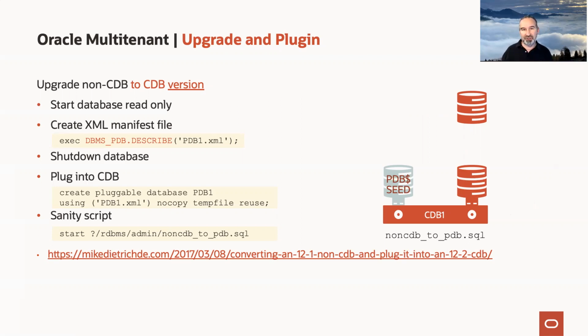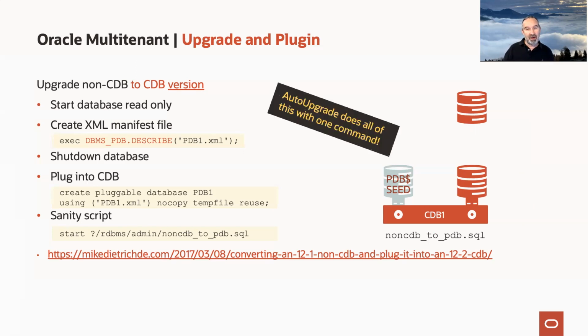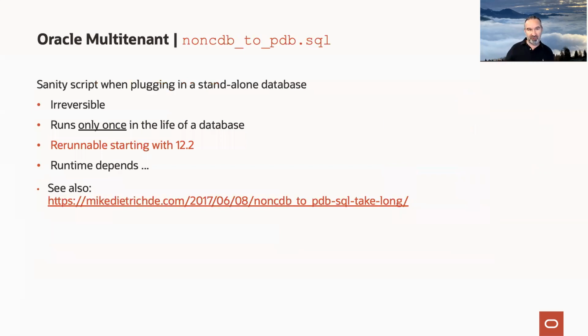Now, this is not the end of the story. Now it's only plugged in. That went fast. But the thing which takes more time is the sanity script, noncdb_to_pdb. This, by the way, all is done by AutoUpgrade for you, as I explained before. This noncdb_to_pdb script is a sanity script which now changes things in our previous non-CDB, now a PDB, deep down in its dictionary. A lot of things will be ripped away from the dictionary, removed, and exchanged with metadata links, but not everything.